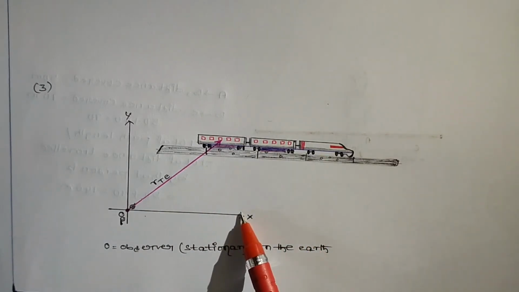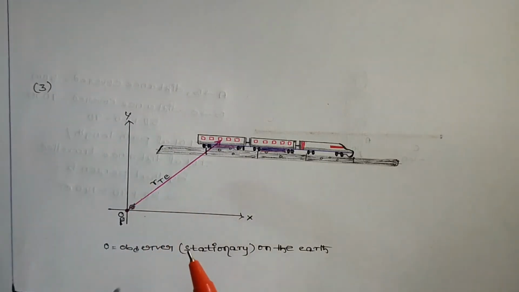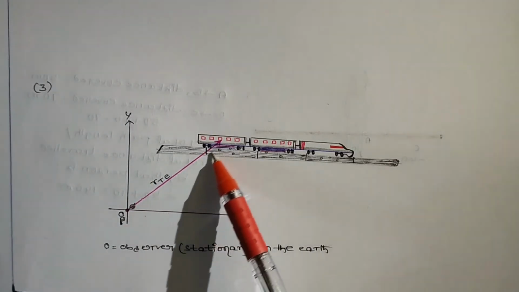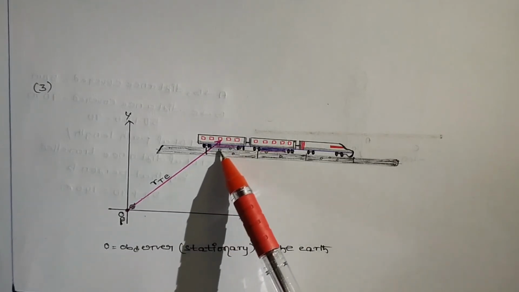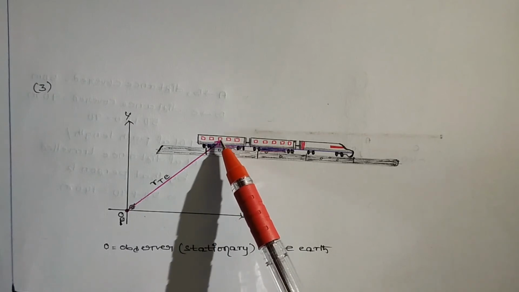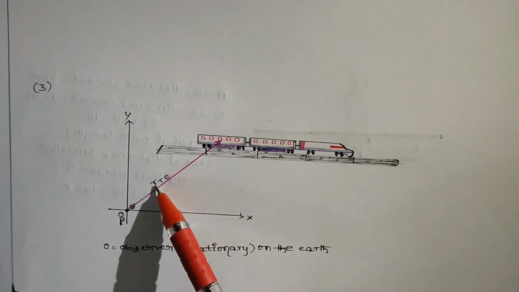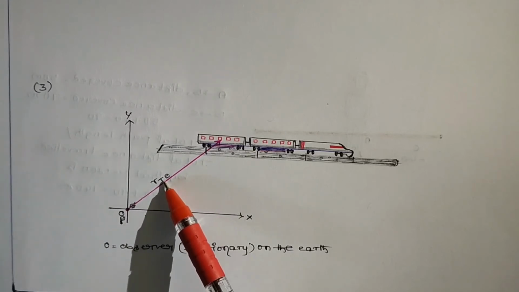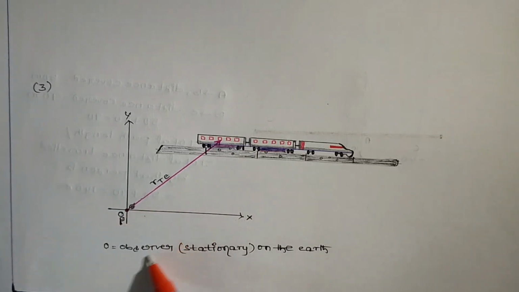This is the time axis. This is the position axis. This is the position vector, which represents the particular position of that object. This R_T is the position vector of the train with respect to earth. This platform is on earth and we have to assume that earth is stationary.